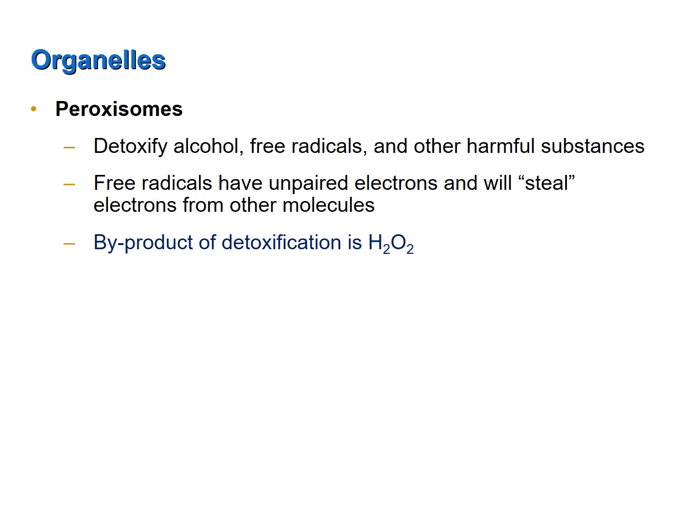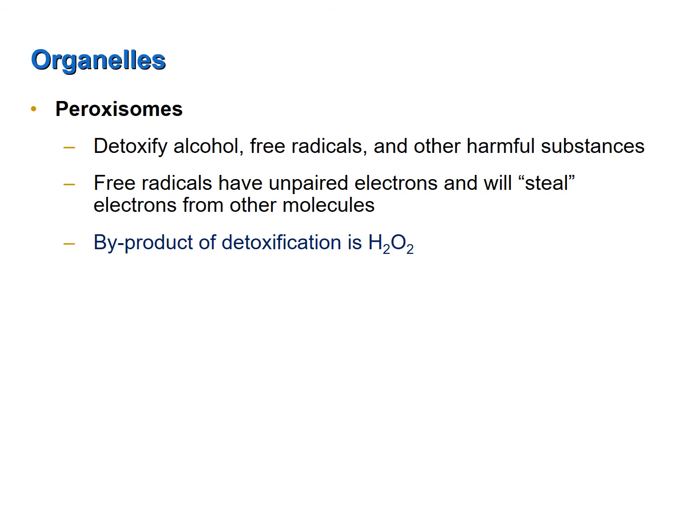Peroxisomes are organelles that destroy harmful substances. For example, they detoxify alcohol and they neutralize free radicals. Free radicals are molecules that have an unpaired electron. And the problem with free radicals is that they will steal electrons from other molecules, destroying those molecules in the process. And if those molecules are a part of a cell, they literally can destroy the cell.